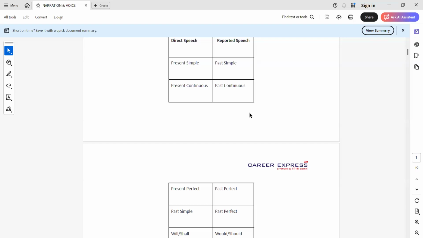Ma'am, in the tense wise changes from present simple to past simple, the example is I always drink coffee, she said. And the answer is she said that she always drank coffee. What if we say she said that she always drinks coffee? In past simple, you were saying. Yeah, but the indirect speech for this sentence could be that also.